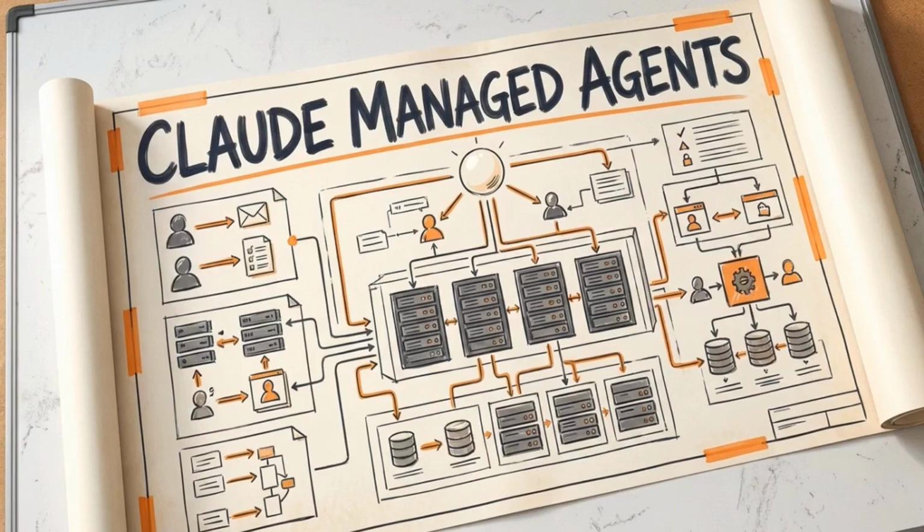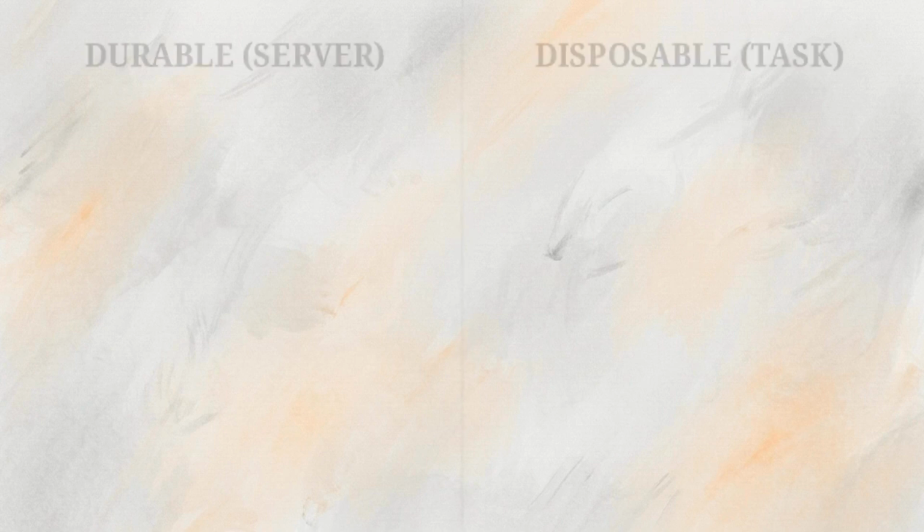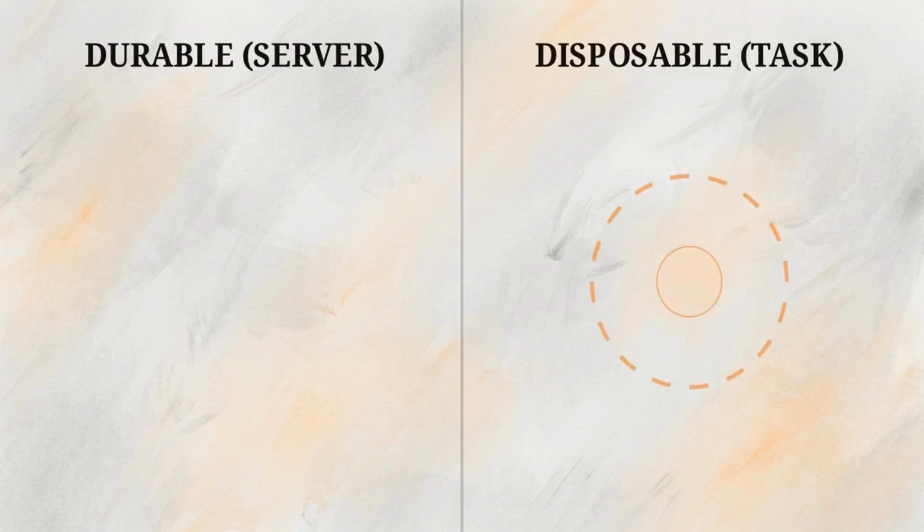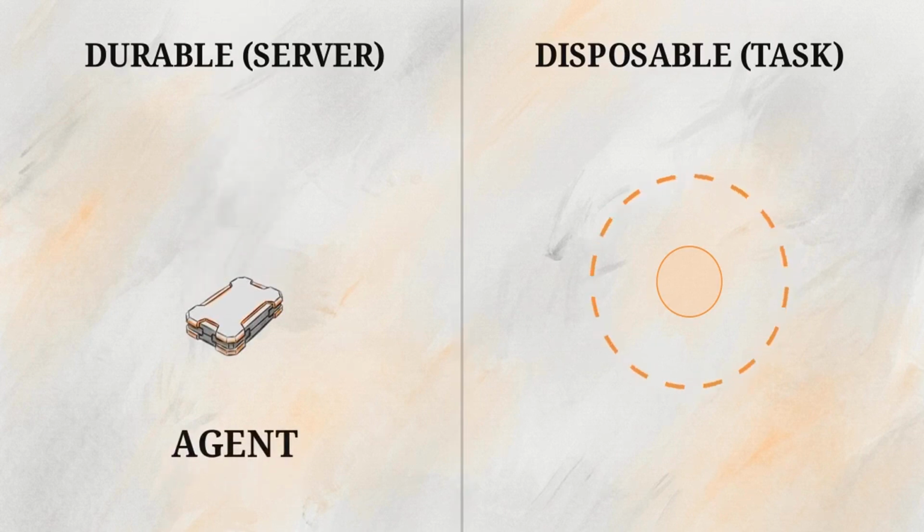To see why this takes 4 calls instead of a single prompt, we have to look at the architecture. The system splits the work into 2 halves: durable resources that you build once and leave running on the server, and disposable sessions that you spin up for individual tasks.